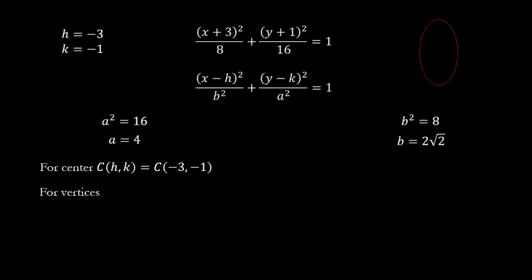Since vertical siya, yung vertices is dapat nasa taas and baba. Okay? Kapag nasa taas and baba ang vertices, mag-iiba doon yung mismong y. Magiging constant lang ang x-coordinate. Okay? So, yung x-coordinate, this is yung negative 3 sa center, siya yung magiging constant, hindi mag-iiba yan. Pero, for the y-coordinate, we need to add a. Kasi remember, for the vertices, lagi naka-align sa a. Okay? So, negative 1 plus 4 and negative 1 minus 4.